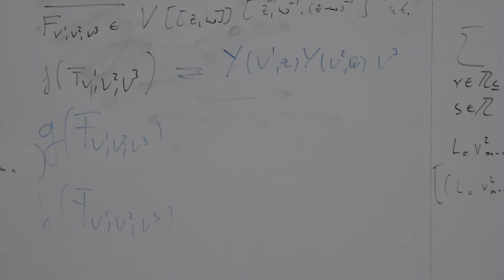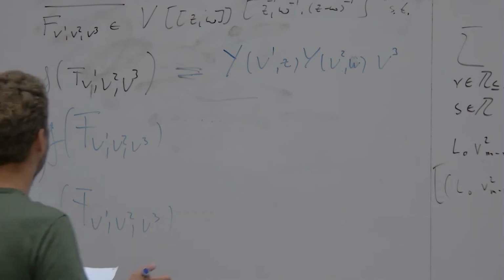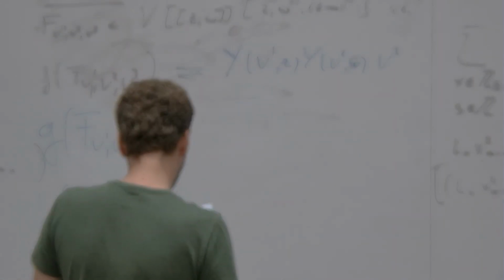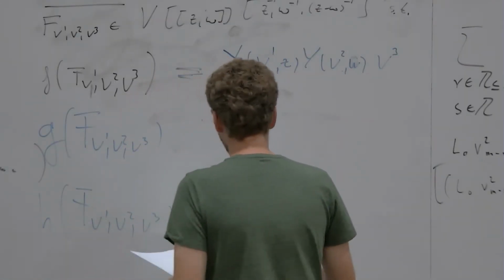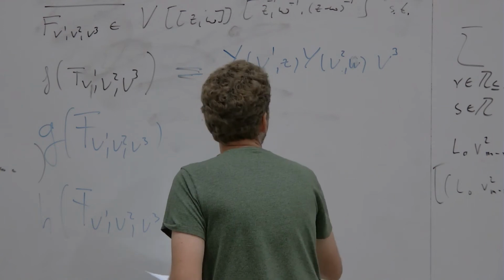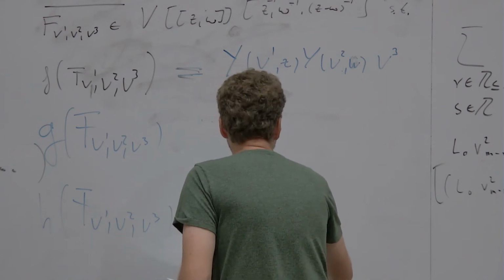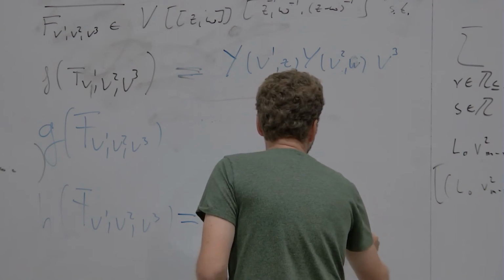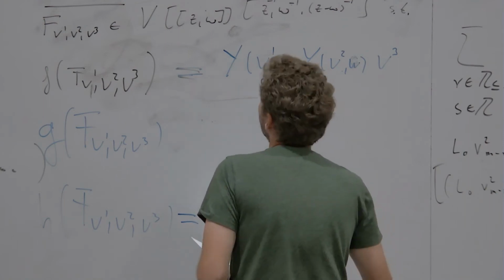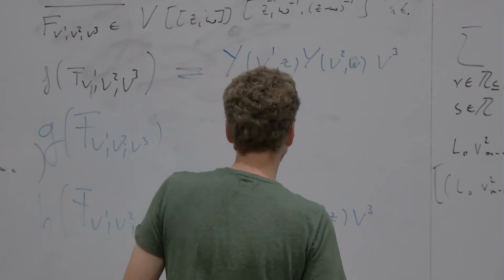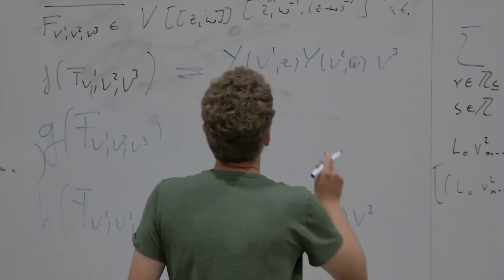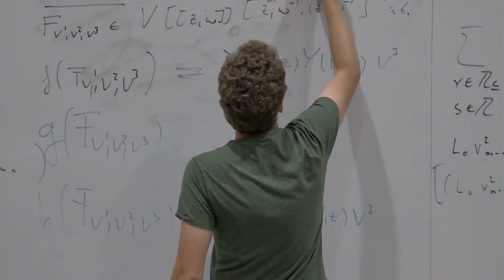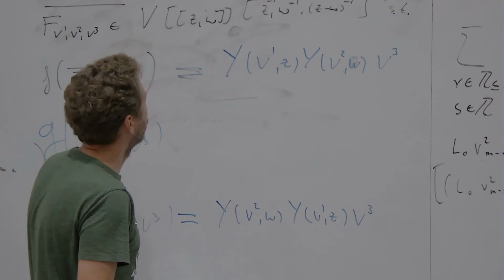And similarly for H, we can just interchange the order of the action of the two fields, and we get a corresponding expression. And I just noticed I assume here that V is even. Otherwise, I would have to put here an additional minus sign.